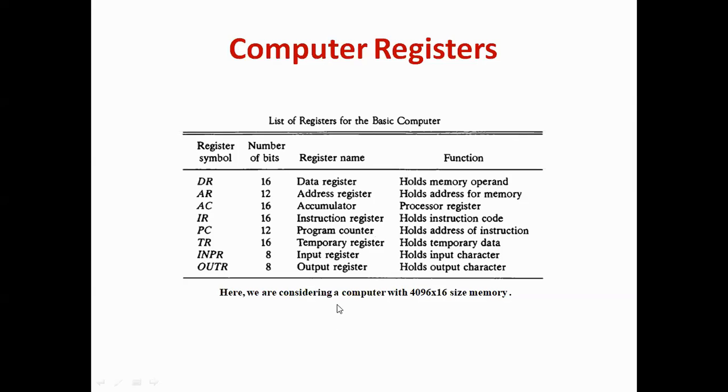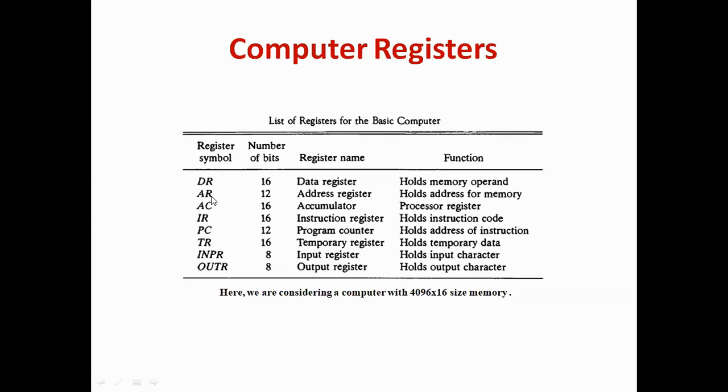And if we take the same example where the memory has a size of 4096 by 16, and we suppose that we have a basic computer with this memory, this obviously means 12 bits of address and 16 bits in a word. Since a word is 16 bits, the operand will also be 16 bits. That is why here we are showing 16 bits in the DR. The data register will be of 16 bits.